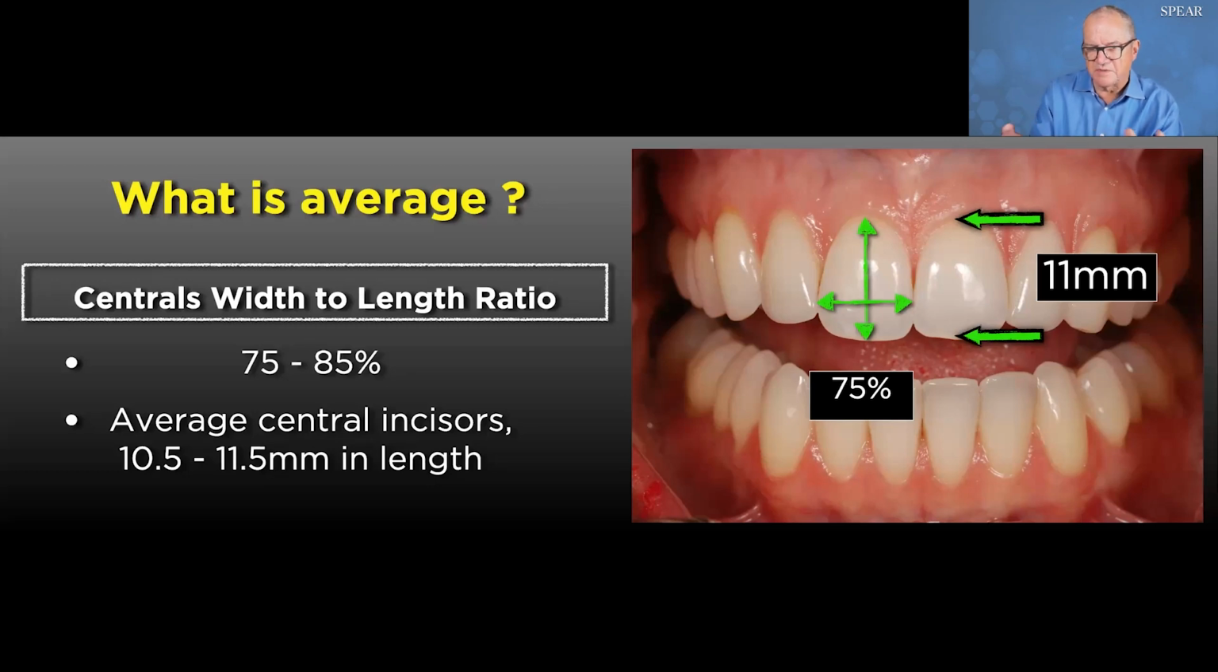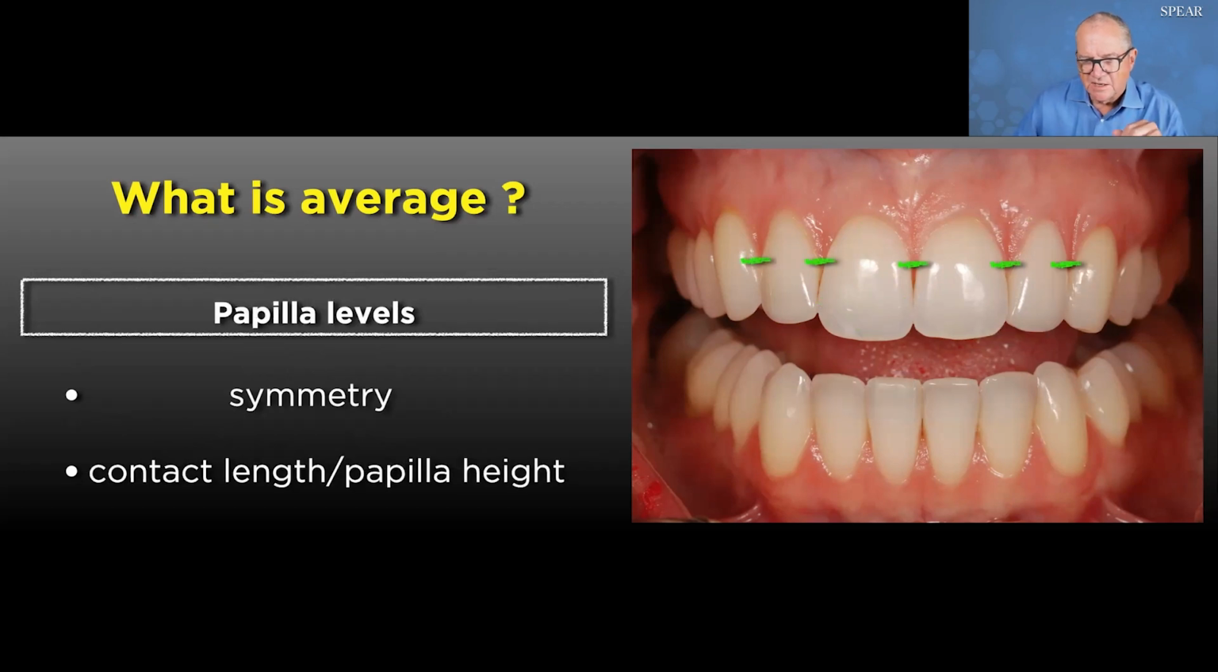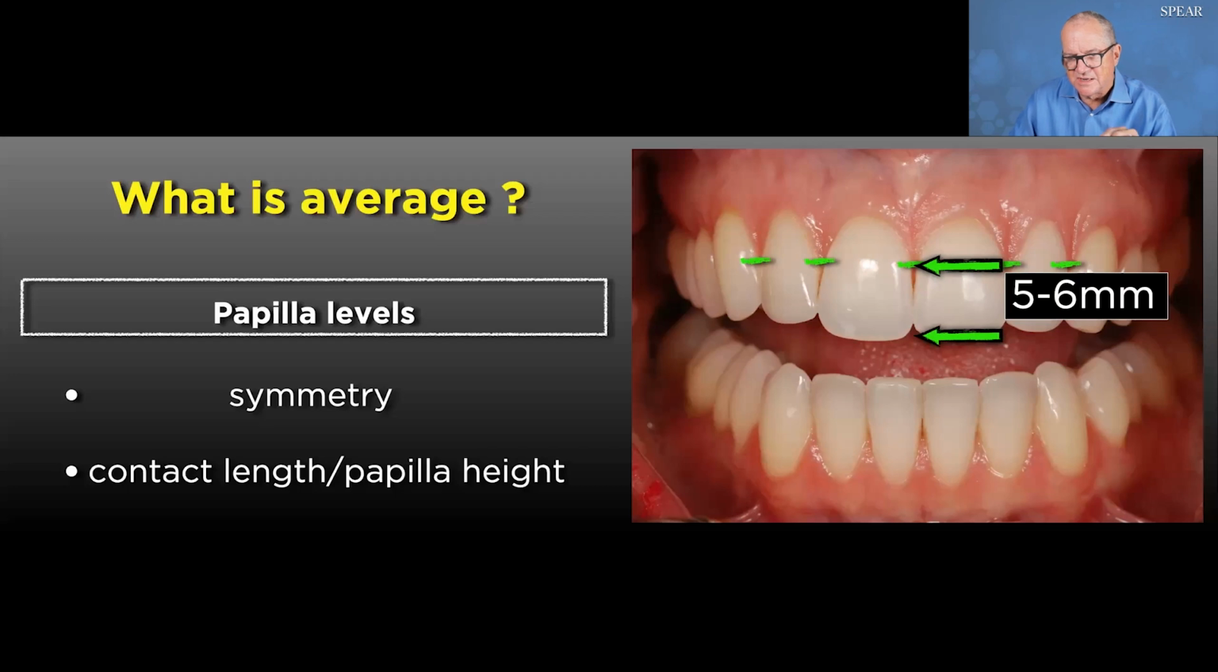So when you're treatment planning a patient from photographs and models, basically you're just trying to get the parameters of tooth position and tissue position within, quote, this range of normal. Papilla levels, we want them symmetrical with each other. And typically we want the papilla between the centrals, if we measure from the incisal edge apically, we want that distance to end up being 5 to 6 millimeters.